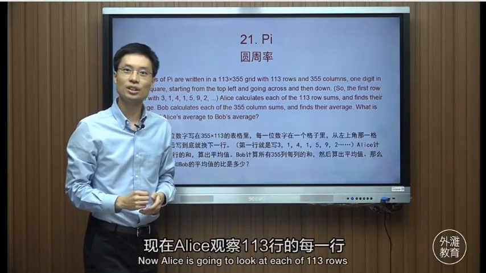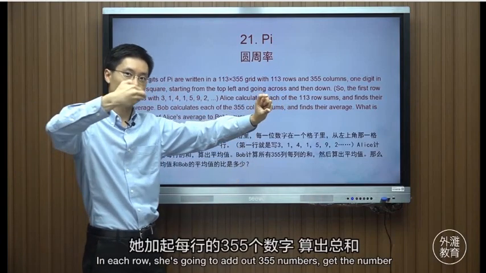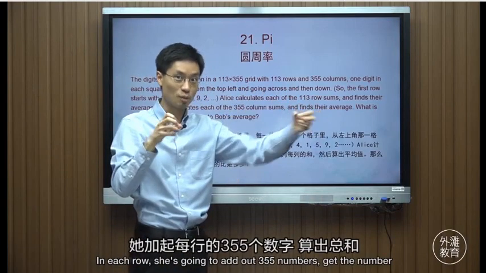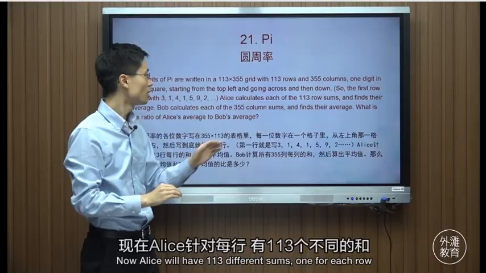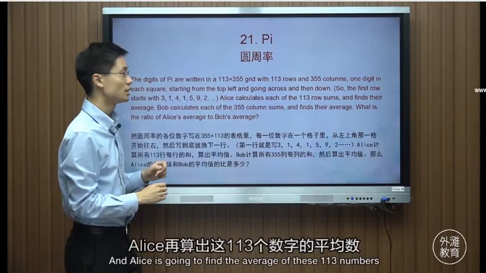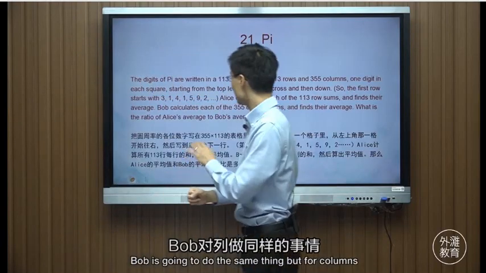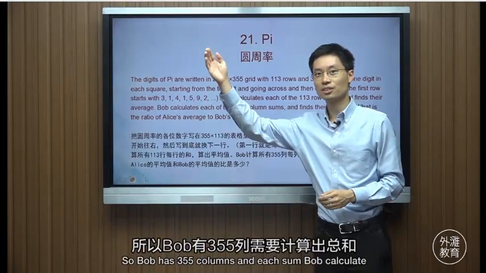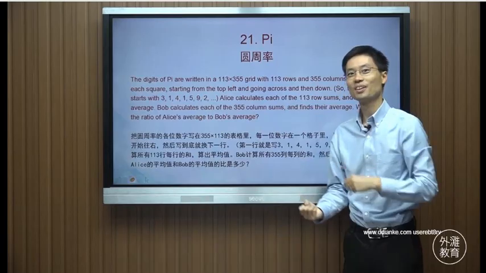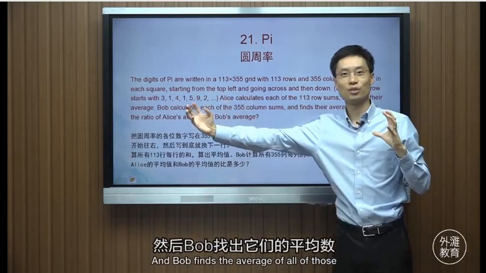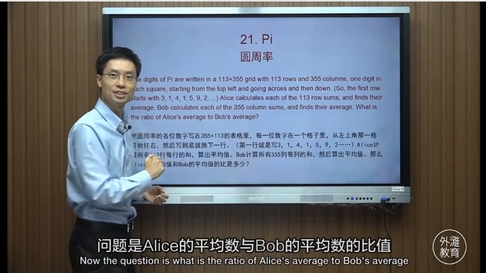Now Alice is going to look at each of the 113 rows. In each row, she's going to add up the 355 numbers and get a number. Now Alice will have 113 different sums, one for each row. And Alice is going to find the average of these 113 numbers. Bob is going to do the same thing but for columns. So Bob has 355 columns, and Bob will calculate each sum, and then find the average of all of those. Now the question is, what is the ratio of Alice's average to Bob's average?